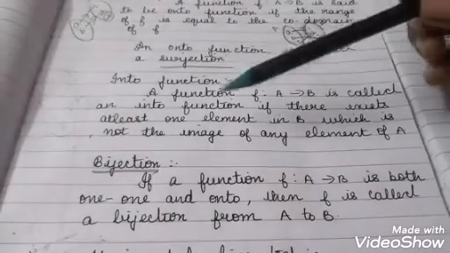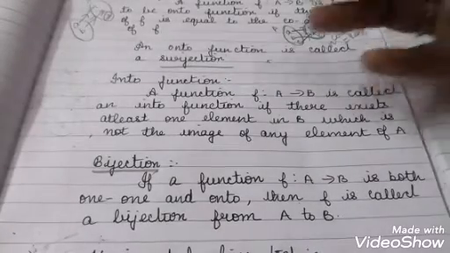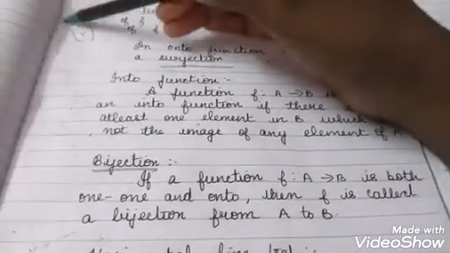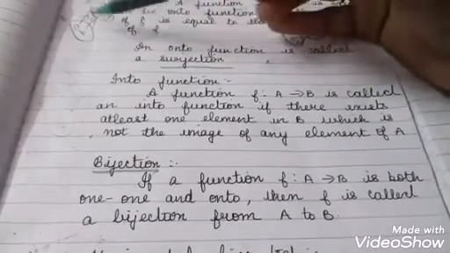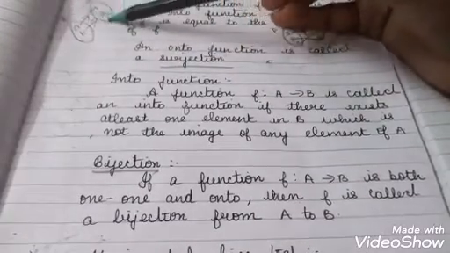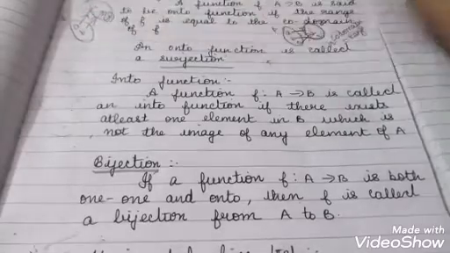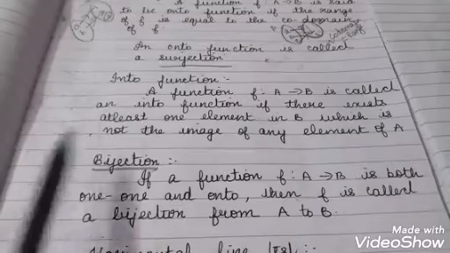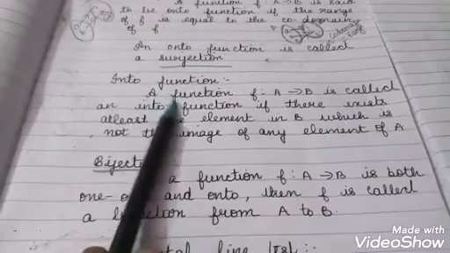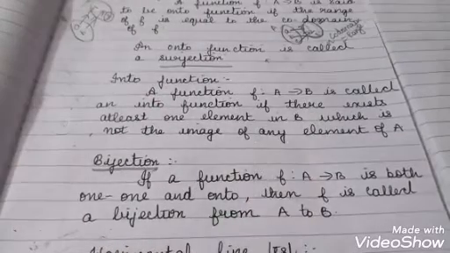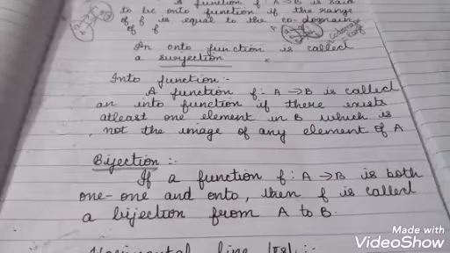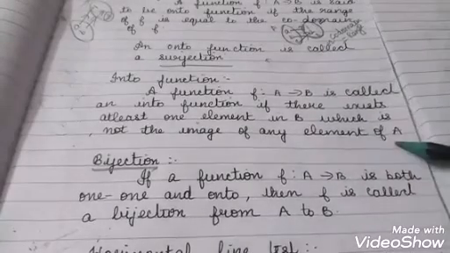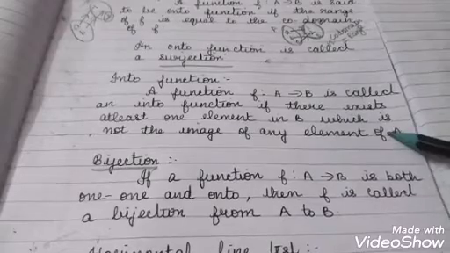Now the next one. What's an into function? An example I have given here. You have two sets A and B here. In this case, all the elements in the codomain will not have a pre-image. A function f from A to B is called an into function if there exists at least one element in B which is not the image of any element of A. This only we call an into function.